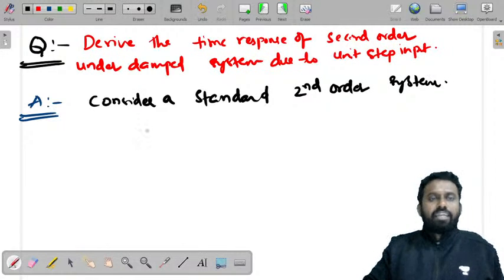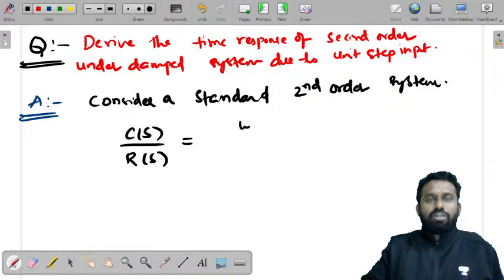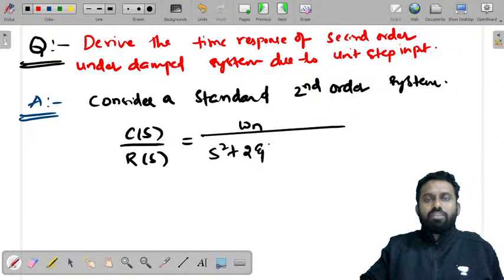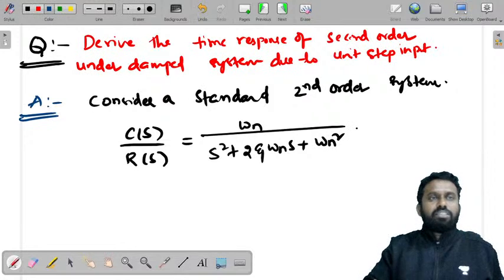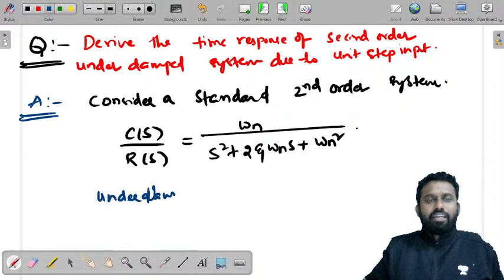A second order standard system is given by C(s)/R(s) = omega n by s square plus 2 zeta omega n s plus omega n square. This is the question that is given. So this is the second order system transfer function. You need to find the time response for the underdamped case.